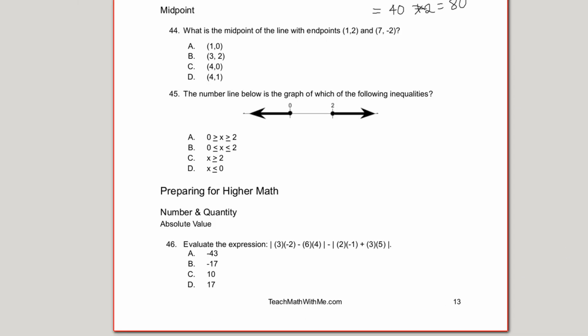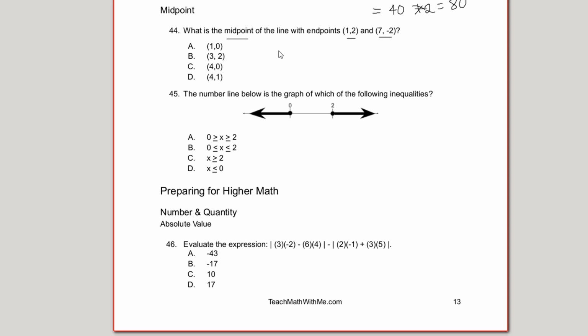Now we're going to do a couple of midpoint questions, starting with number 44. What is the midpoint of the line with endpoints (1, 2) and (7, -2)? So we're looking at midpoint, which we can kind of think of as the average. It's the middle point in this line that we're looking at. So we have the 2 points.